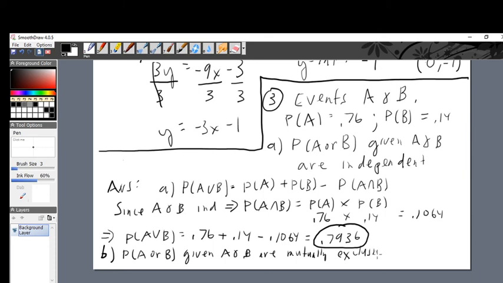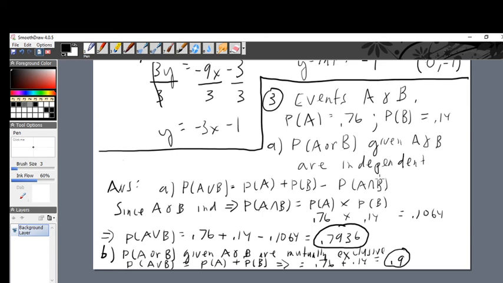If they're mutually exclusive, they have nothing in common, and therefore it's just equal to the probability of A plus the probability of B. So in this case, the probability of A or B, the formula is the probability of A plus the probability of B. Well, we know what that is. The probability of A is 0.76. Therefore, it's equal to 0.76 plus, what's the probability of B? 0.14. Add them together and you get 0.90, also known as 0.9, and there is the answer if they're mutually exclusive.